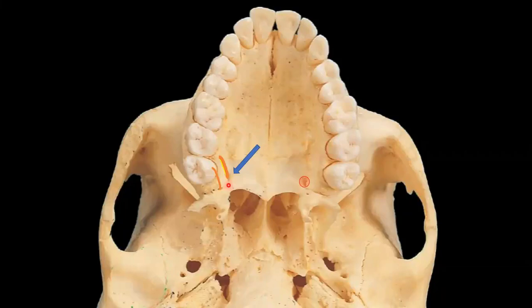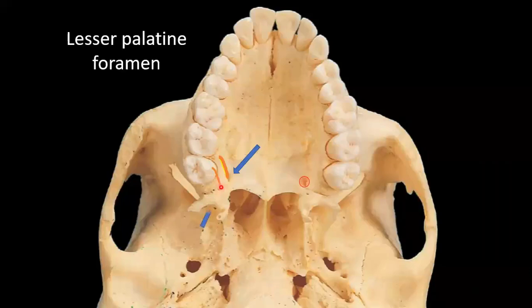Lesser palatine nerves and vessels. Right, so there will again be a set of nerves and vessels. We will not call them lesser palatine, we will call them the middle and posterior palatine nerves. If there is more than one foramen, then we can call them middle and posterior. Otherwise, we'll simply call them posterior palatine nerves. We will not call them lesser palatine nerves, we'll call them posterior palatine nerves.